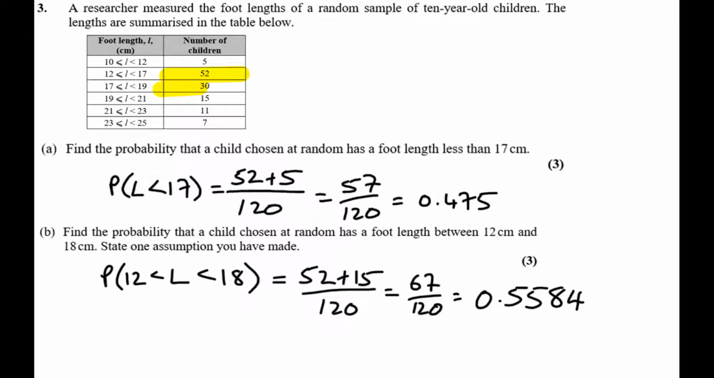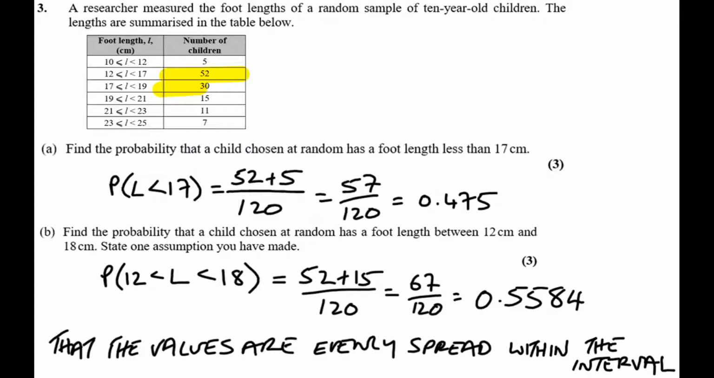The assumption that we've made here is that actually half of them were in the first half of the interval 17 to 19, and half of them were in the second half. Even more than that, what we've assumed is that each of the values in that interval are evenly distributed from the beginning of the interval to the end of the interval. Okay, so there's our assumption that the values are evenly spread within the interval. You could have said evenly distributed, uniformly spread, uniformly distributed. Either of those would get you the credit, and that will be all of your marks for that question.